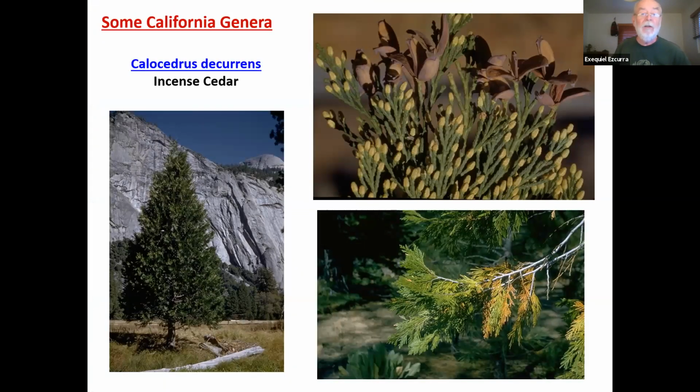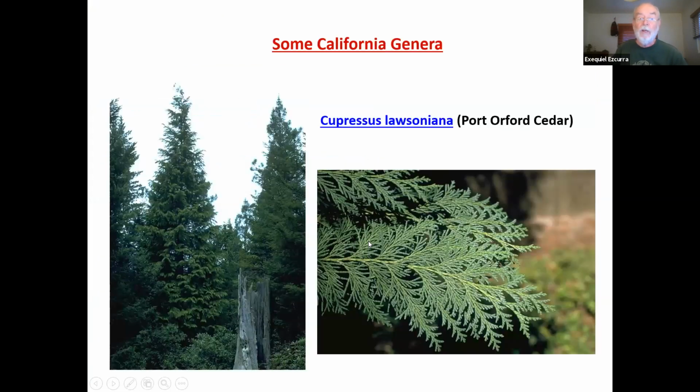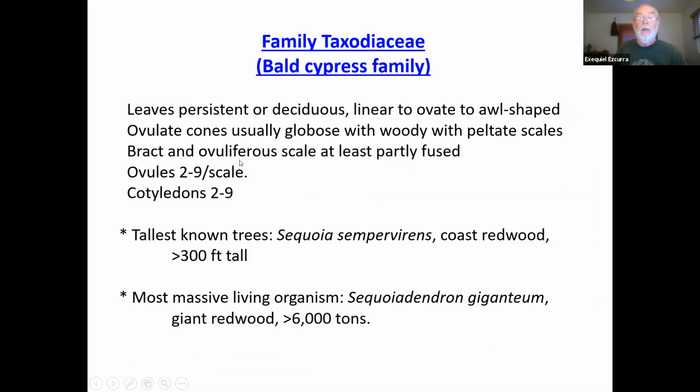Some California genera, Calocedrus decurrens, the incense cedar, very common around Riverside. Juniperus californica. If you drive from Riverside to Palm Desert, you will see formations of juniper when you cross the mountains. And of course, like all junipers, the fruits are fleshy. Cupressus lawsoniana, which is one of the cypresses that are really tall. It's called Port Orford cedar, but it's not really a cedar. It's a cypress. Now, the family Taxodiaceae, the bald cypress family, this one is particularly important in California because this family includes really, really gigantic trees.